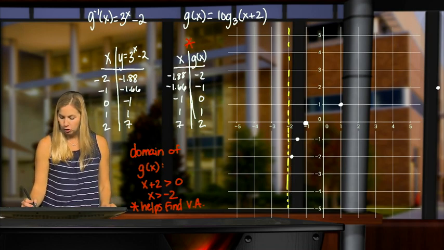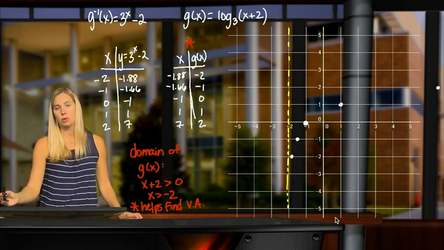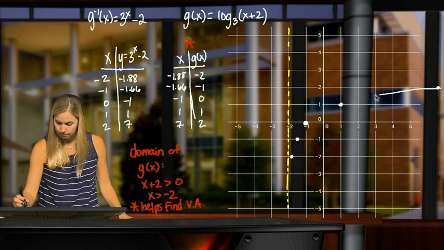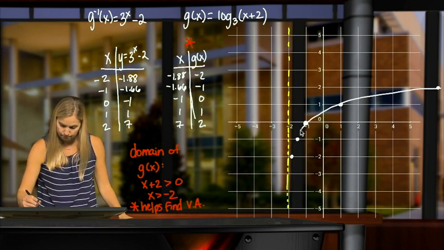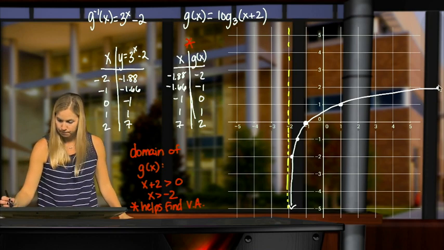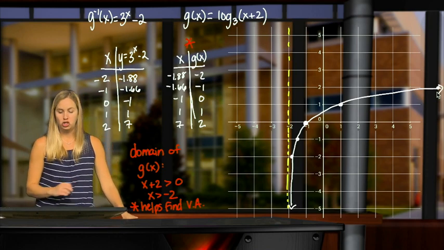By placing that vertical asymptote, we can make sure that when we connect the points, we don't cross over it. So there's the graph of g of x.